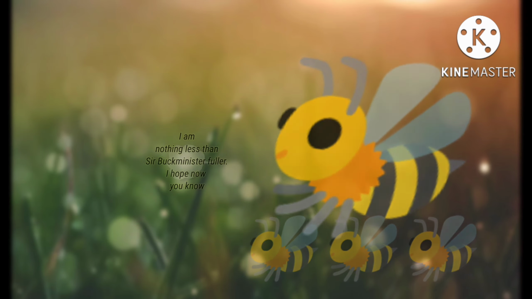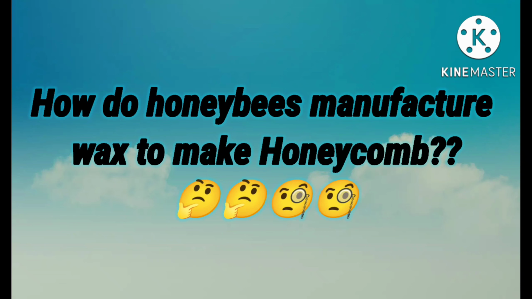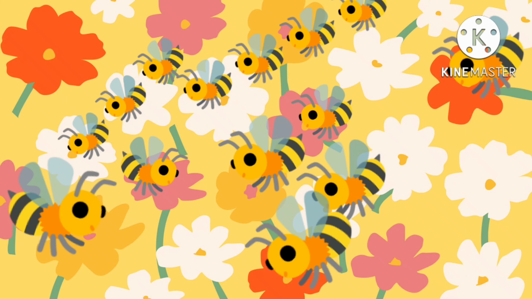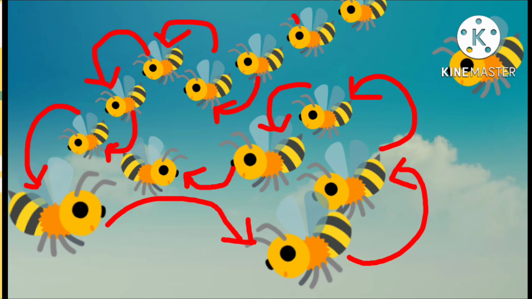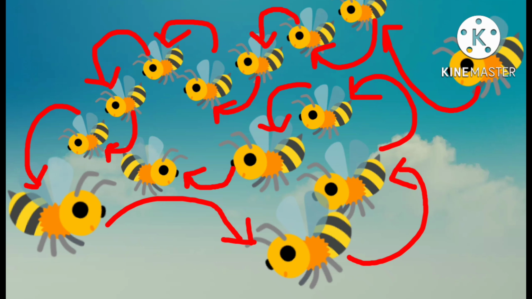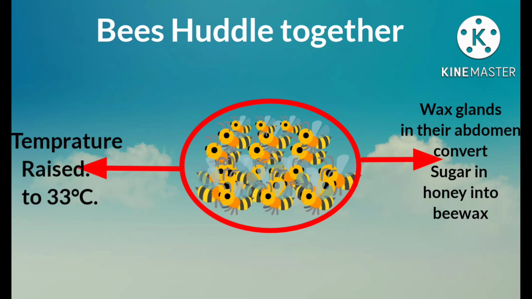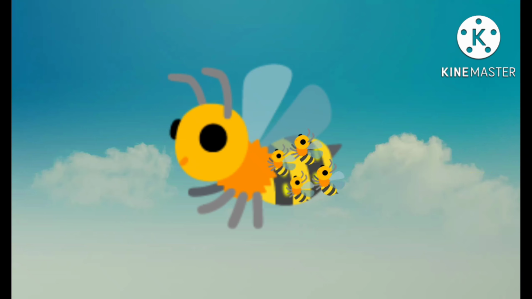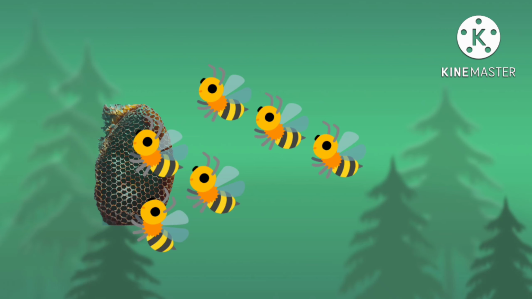But how do these slimy creatures design such an intricate structure? And from where do they bring the wax to make it? How do honeybees manufacture wax to make honey? Worker bees, after gathering nectar from the flowers, pass it from one to another in order to reduce the water content so that it can be converted into honey. Then they huddle together to raise the temperature to at least 33 degrees Celsius in order for their abdomen glands to convert the sugar in the honey into beeswax. This beeswax then oozes out to form scales on the body of the honeybees. This beeswax is then beaten by them or their hive bees to convert it into beeswax of perfect consistency. Then with their coordination and precision they form this beautiful honeycomb.